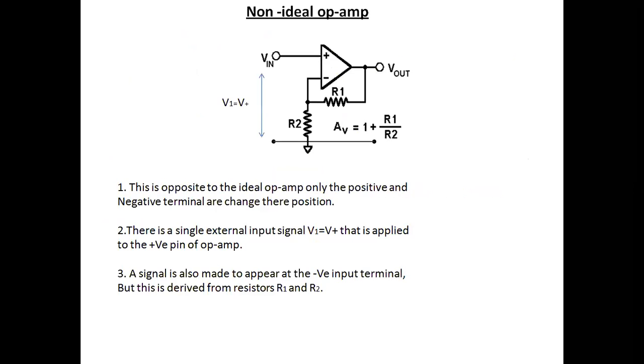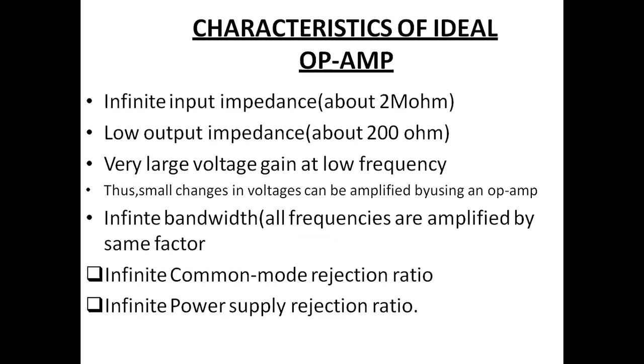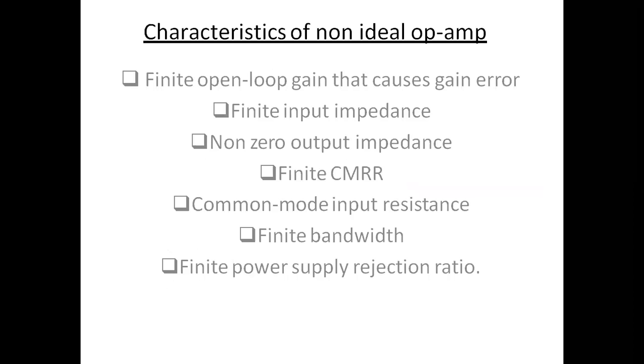If we use an op-amp that is non-ideal, we give the positive supply externally and we can get the negative supply from the output through a voltage divider circuit. Here we can calculate gain equal to 1 plus R1 by R2, because we are using the voltage divider circuit at the output. These are some characteristics of the ideal and the non-ideal op-amp. The non-ideal op-amp will have characteristics exactly opposite to the ideal op-amp.